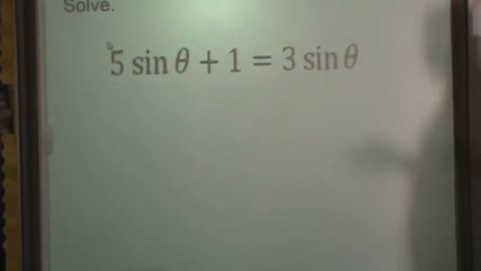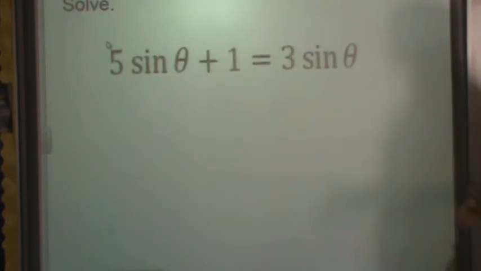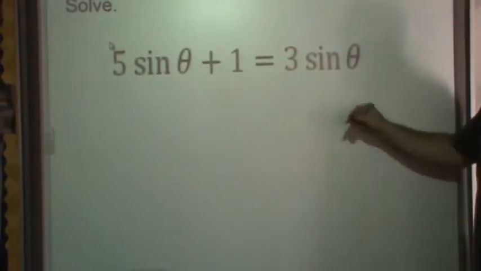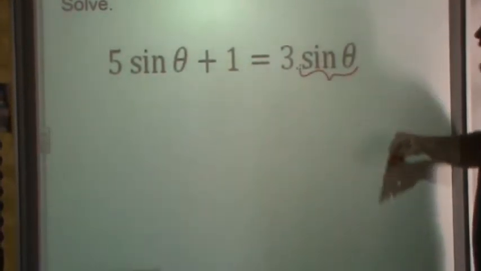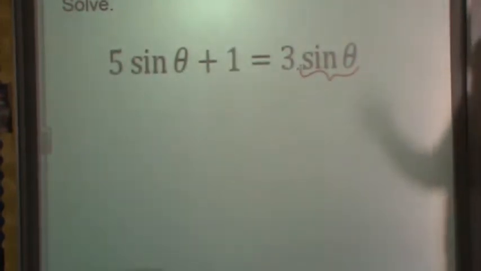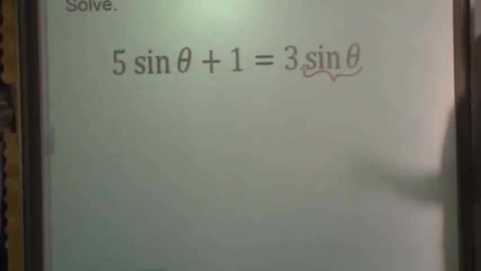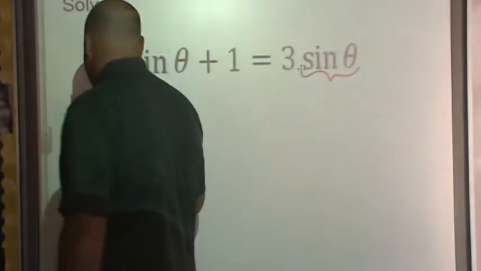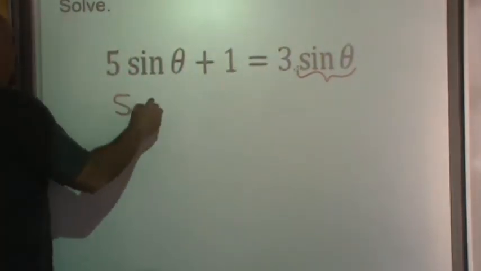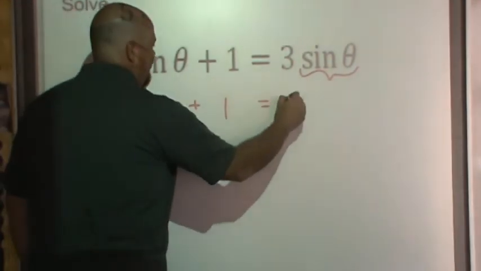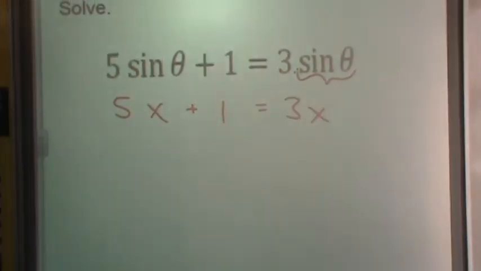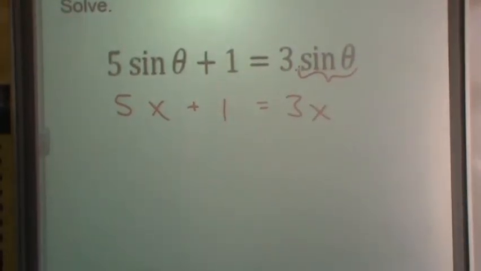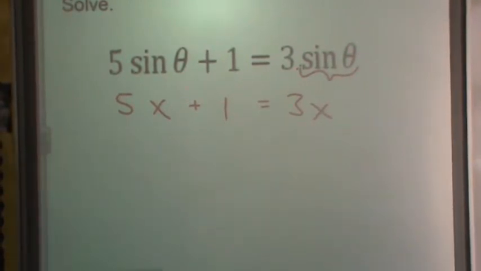But the method for solving trig equations is just like solving for a variable, only we have to consider this our variable. We have to isolate that trig term if we can, right? If we can get those together on one side, that's the idea. So if we had an equation that said 5x plus 1 equals 3x, and I said solve, you would want to get your x terms together, get your constants together, and then get the variable by itself, right?